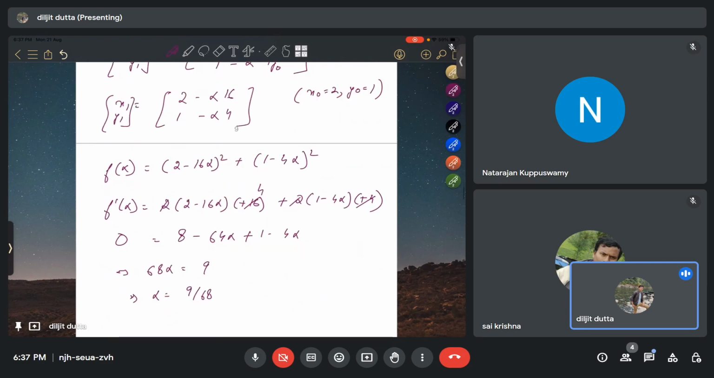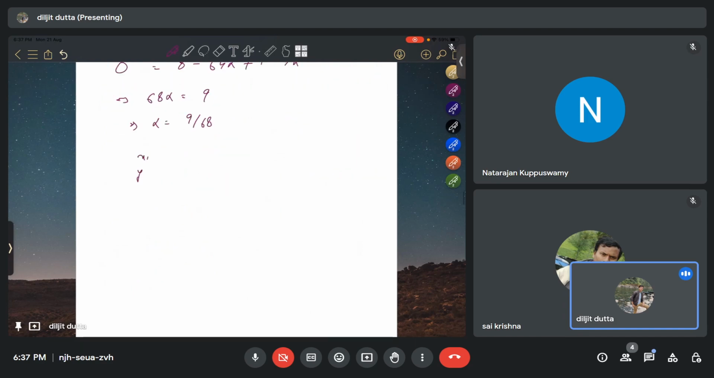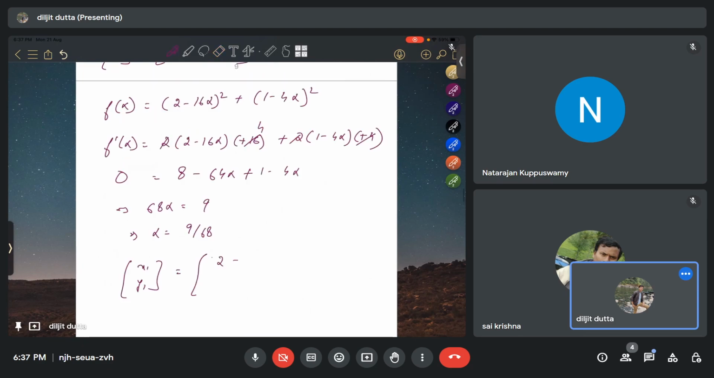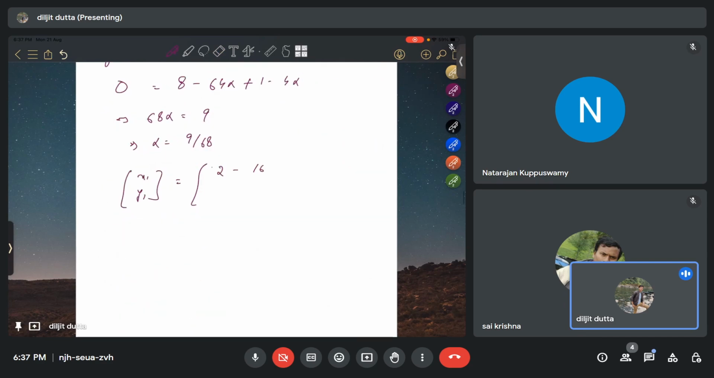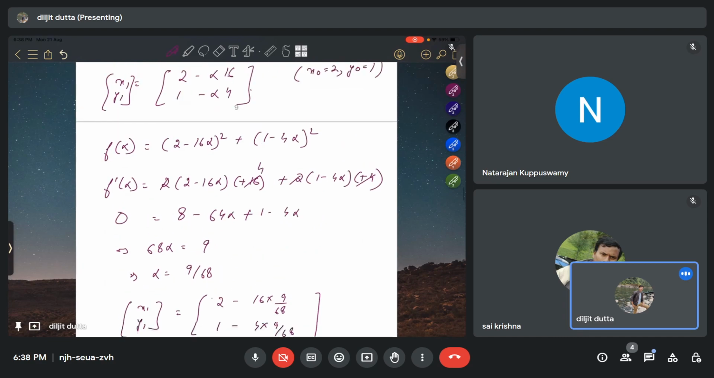Okay, if we substitute alpha equal to 9 by 68 in this solution, so now x1 comma y1 is equal to how much? 2 minus 16 into 9 by 68, it is 1 minus 4 into 9 by 68. Did I do some mistake here?